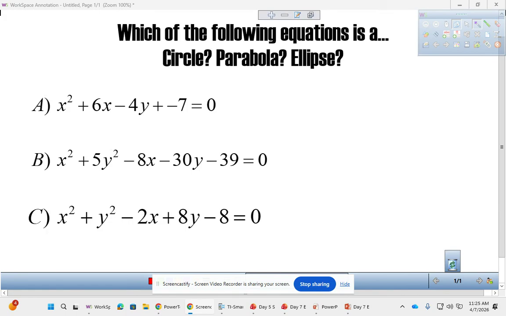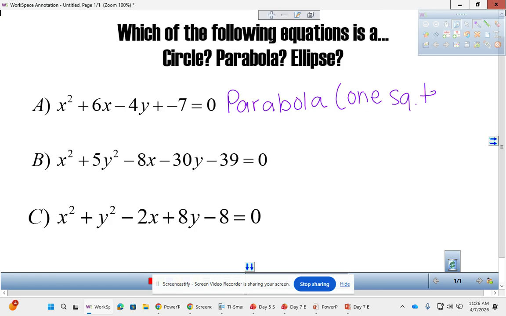If you remember before break, we only had to complete the square on one side of the equation for a parabola. And so the parabola of all of these is the one with one squared term. So you can see A has only an x squared, but B has an x squared and a y squared, and C has an x squared and a y squared. So the parabola has to be A. The way to tell a parabola is there's only one squared term.